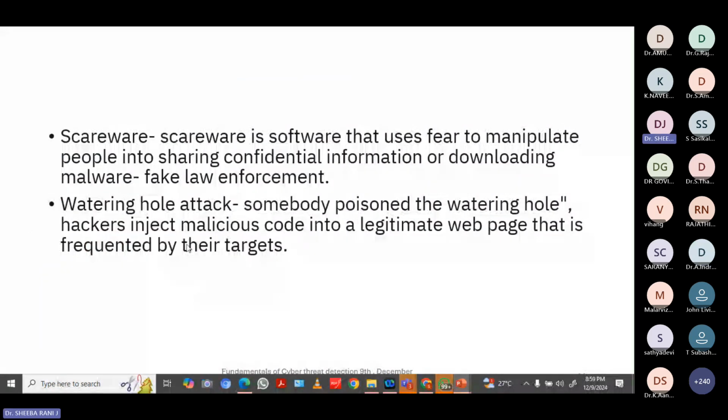Next, you see the watering hole attack. From the name itself, somebody poisoned the watering hole. Hackers inject malicious code into a legitimate web page that is frequented by their targets. Watering hole means a place where water gets collected, for example in pits, and the name was given like that.